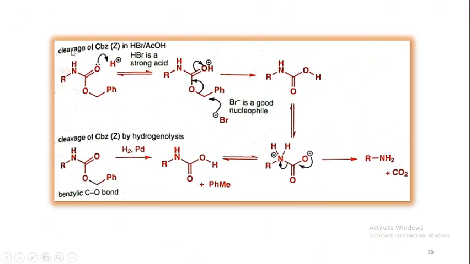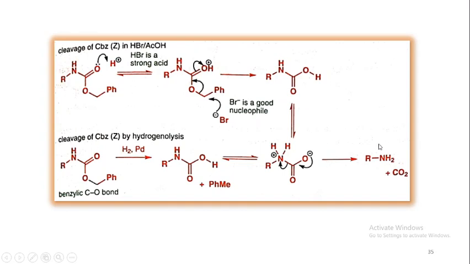This is another example, in which the cleavage of CBZ is in presence of acid. HBr is a strong acid, therefore it can react with benzyl carbamate and gives this structure. Here the Br negative is a good nucleophile, therefore it attacks the CH2 group, and there is a formation of this carbamate. And after removal of CO2, we get our deprotected form, that is the amine.